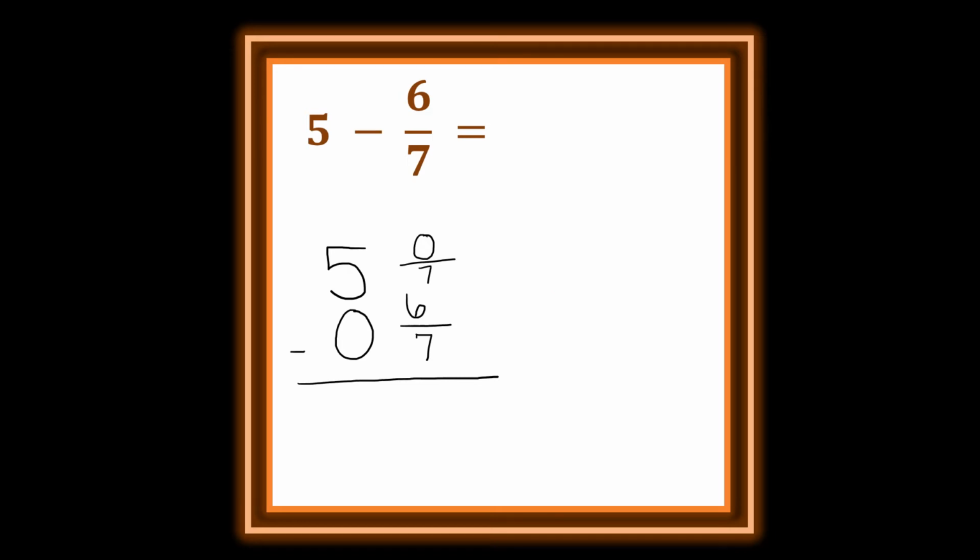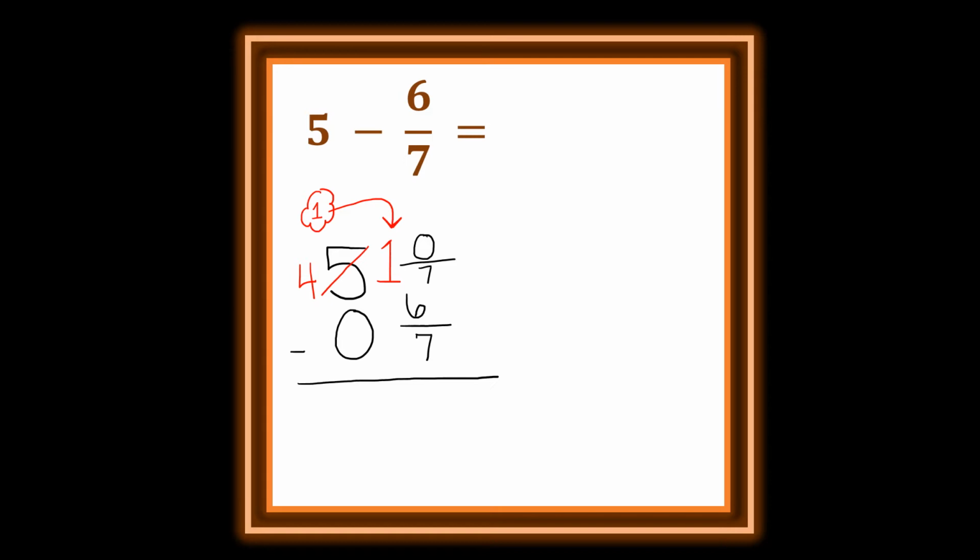Now that we have our problem set up, we can solve. I know that I can't have 0 and take away 6. This means I have to borrow, just like I've done before in other subtraction problems. I'm going to borrow from the 5 and make it a 4. I'm going to borrow a 1, and I'm going to bring it over here as a whole number, because it is a whole number. Now I have a mixed number, 1 and 0/7.